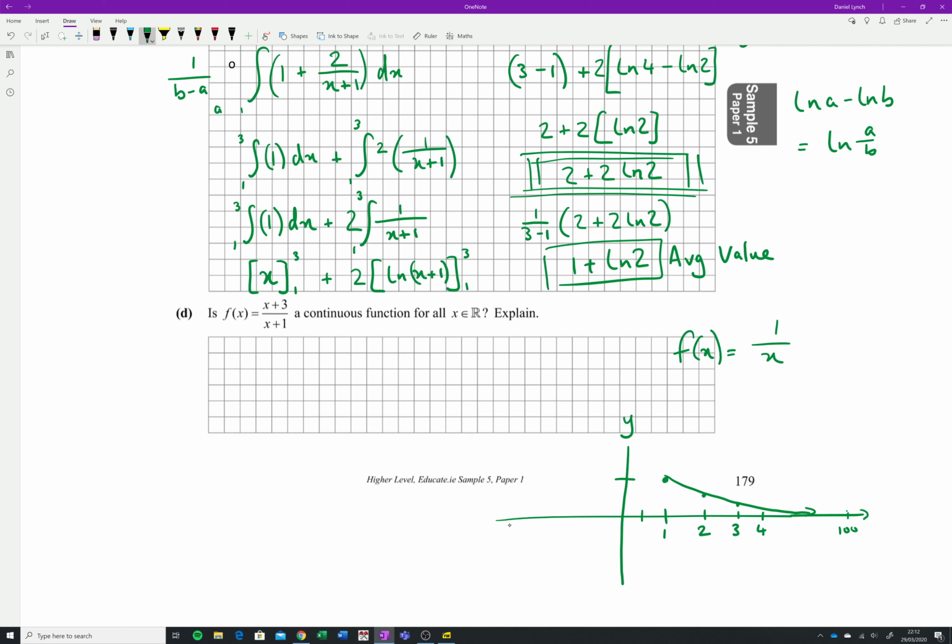Now, what if I put in a half? Think about that one for a second. If I place a half in for x, what am I going to get? And hopefully you said 2. If I go a little bit closer, if I go to a quarter and I place that in, I'm going to get 4. So this thing here is actually on the way up.